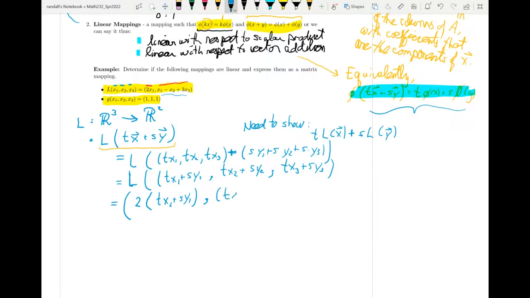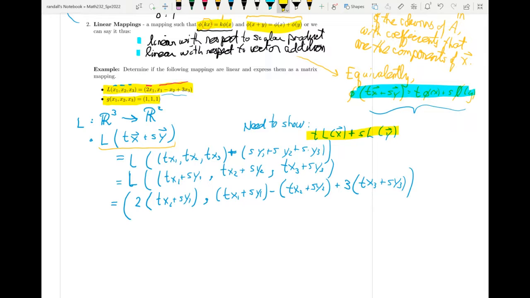So tx1 plus sy1. There's my first component minus the second component, which I see is tx2 plus sy2, all right? Plus 3 times the third component, so 3 times tx3 plus sy3. All right, so I've applied the definition of L here. So I'm basically done. Now I look at where I want to go. I want to get that expression here.